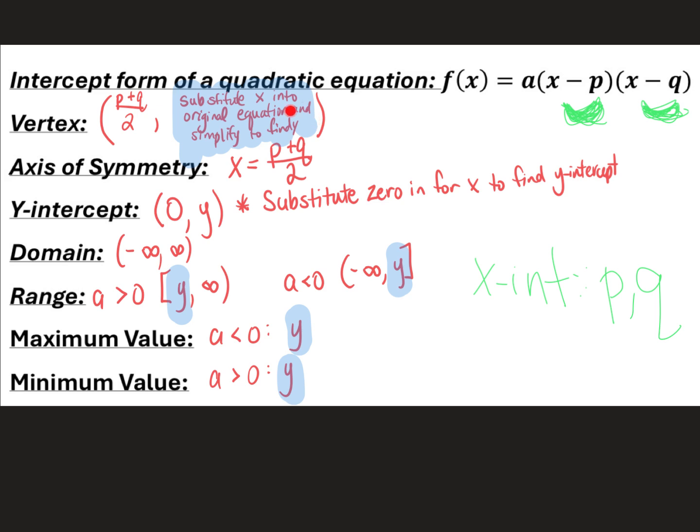Back to the vertex, X equals P plus Q divided by 2. That's your X. To find your Y, you substitute X into the original equation and simplify to find Y.